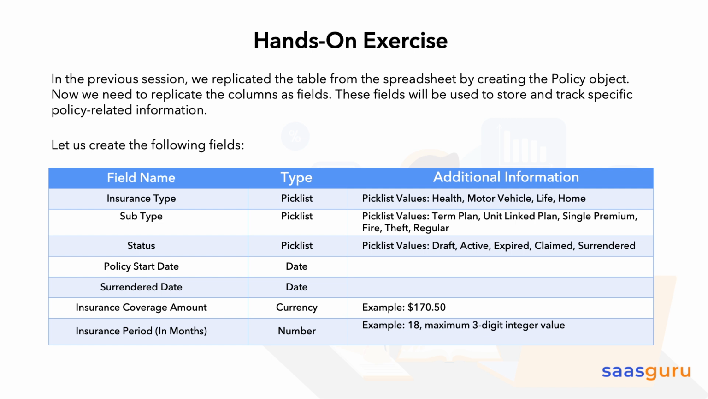The insurance coverage amount, another field, will be used to track the coverage of the policy. How much coverage are we providing? And insurance period would be the validity of the insurance in months. So these are the couple of fields that we are going to create.